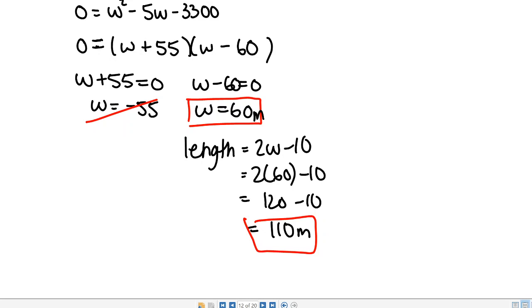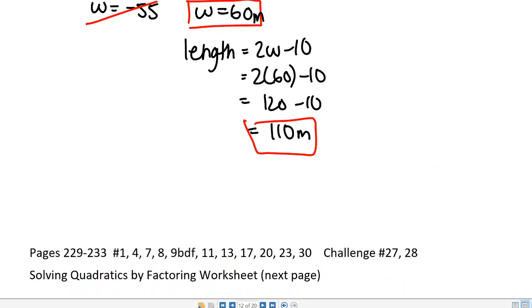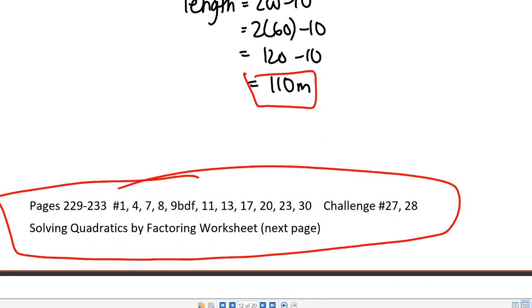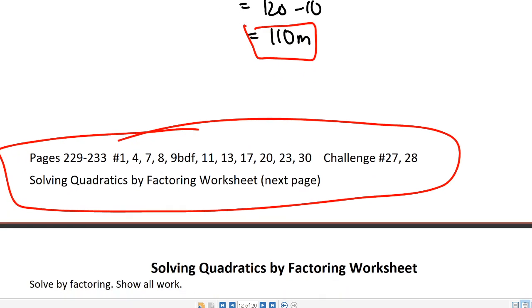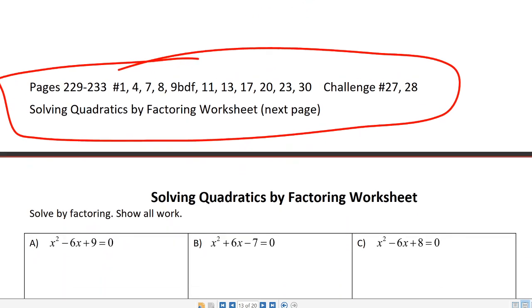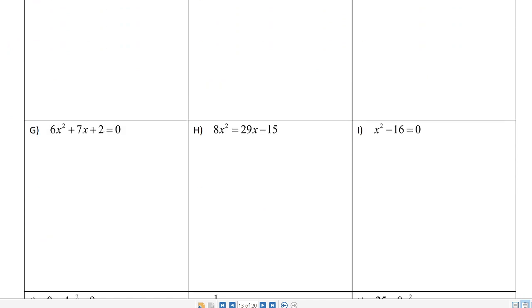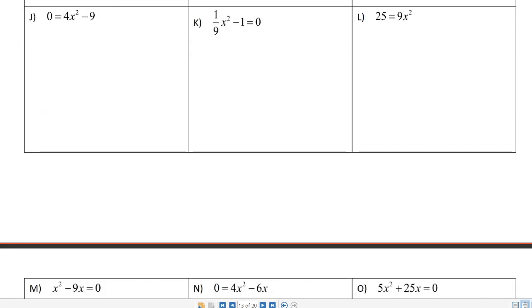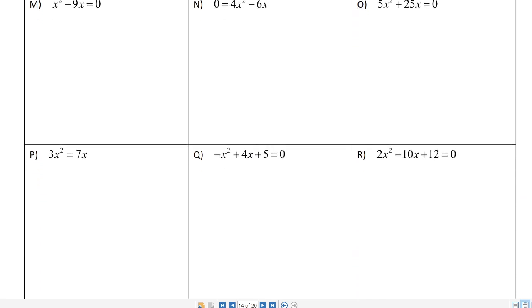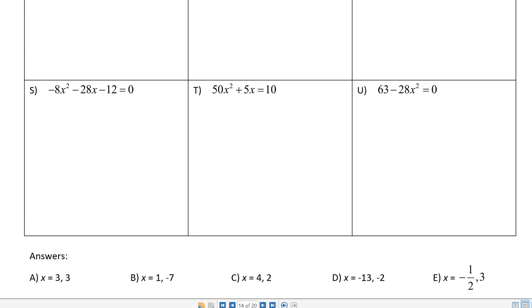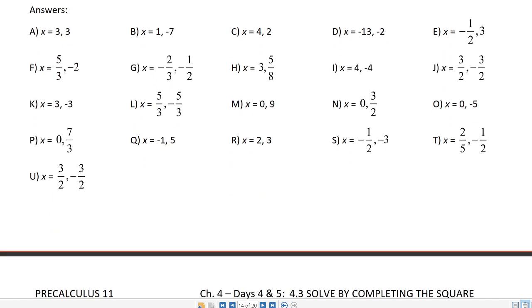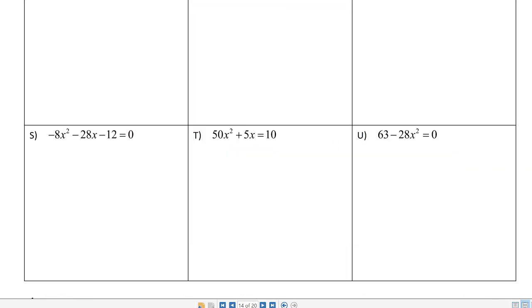All right, so that is solving by factoring. There are a bunch of textbook questions for you to do. There's also a solving by factoring worksheet, which is on the next page. So I'd like for you guys to do both of those. The solving by factoring worksheet is not like word problems. It's all just basic factoring, as you can see. So that might actually be a better place to start. The answers are there for you, and then maybe move on to the textbook questions afterwards.